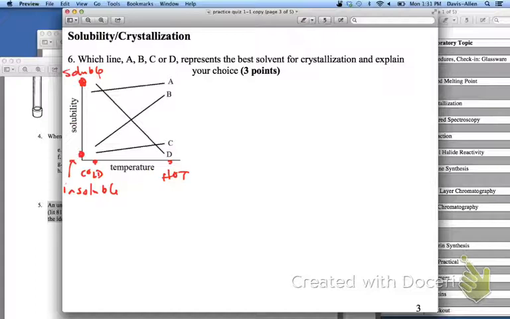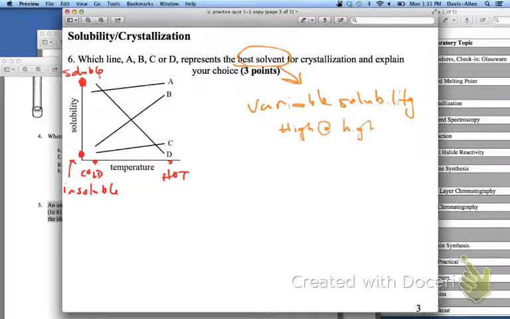So we now have 4 lines on this curve, and it asks which of those is the best solvent for recrystallization. Well, before we even start off, what makes it best? What do we want for a recrystallization as far as best? We need a variable solubility, which was exactly as you said, high at high temperature, and low at low temperature.